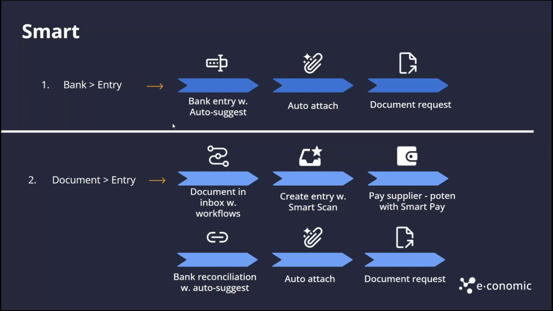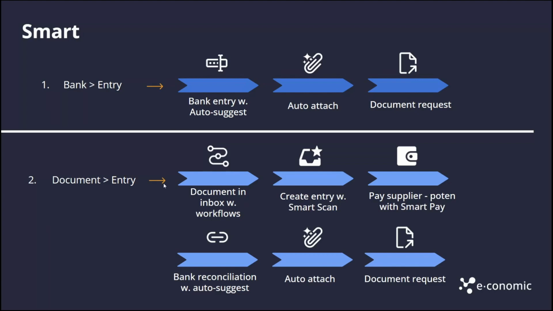Shortly, the flow is that we have our bank entries, which can be shown in the bank reconciliation. Then I use the transfer function, which means that my entries are created in the journals. In the transfer overview, I have the opportunity to use the auto suggest function. When my entries are in the journals, I can match them with my documents by using the auto attach function. And if I don't have the documents, then I can use the function document request.